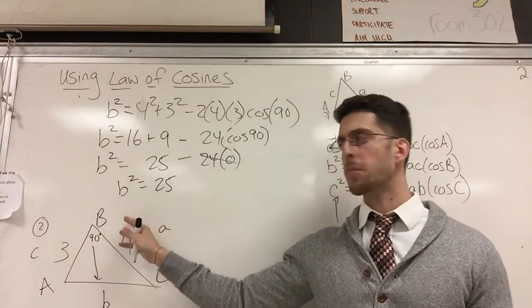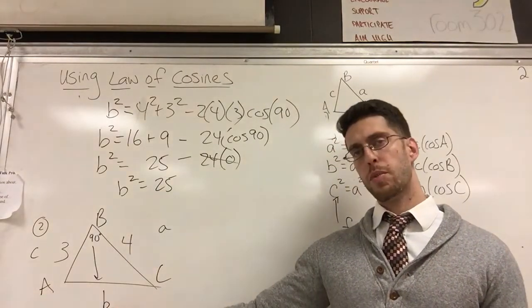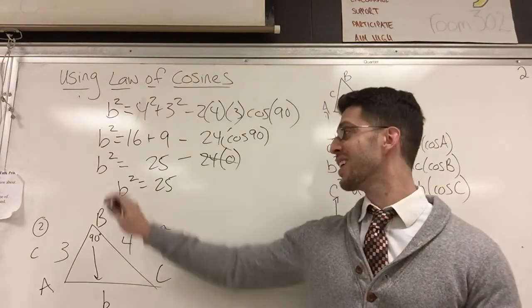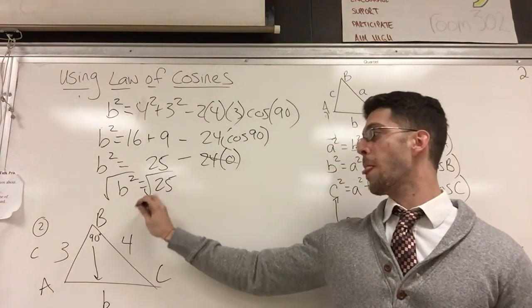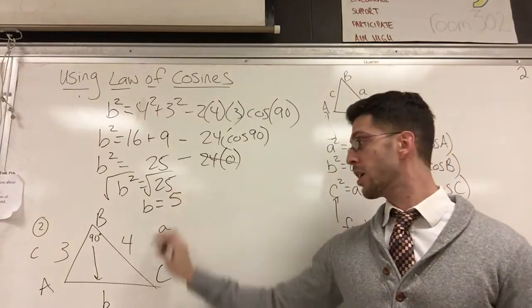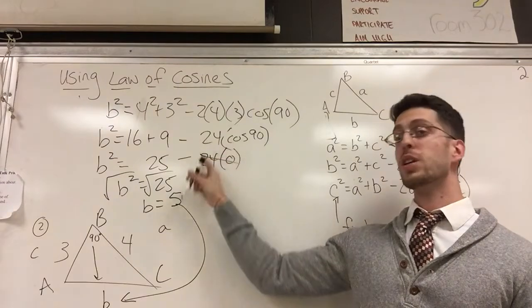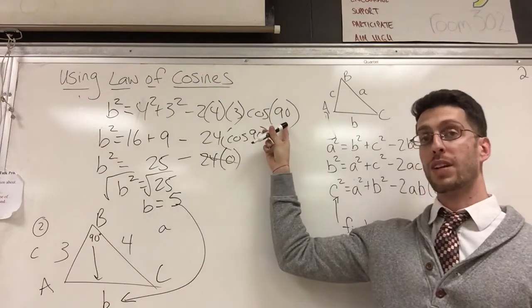One more step. B is not alone. I asked you to solve for B. B is not alone. How do you get it alone? Square root. Okay? So here we go. B equals 5. And that goes there. This only cancels when I was lucky enough to have a 90.